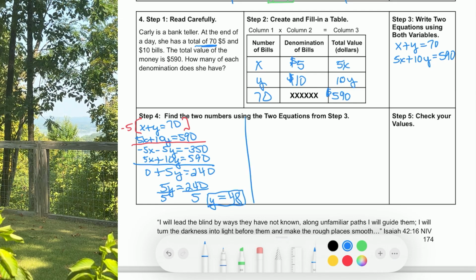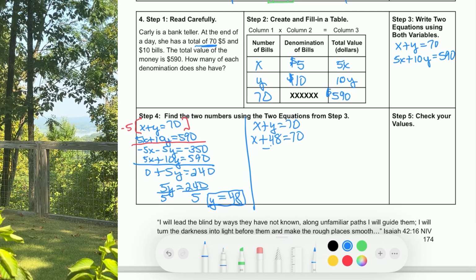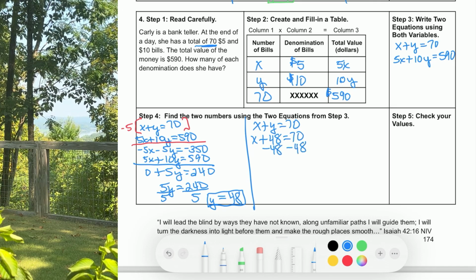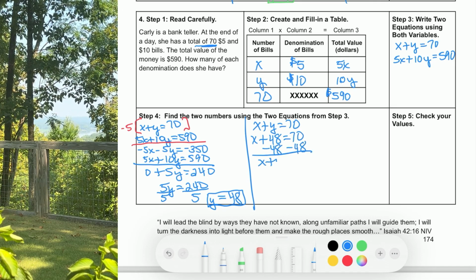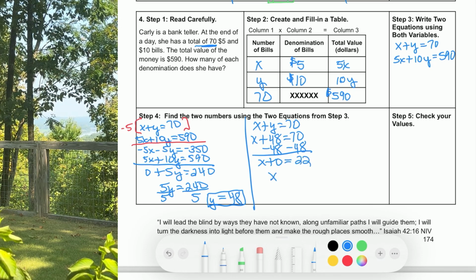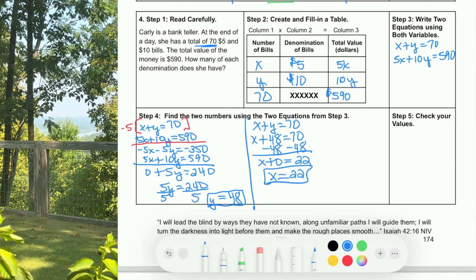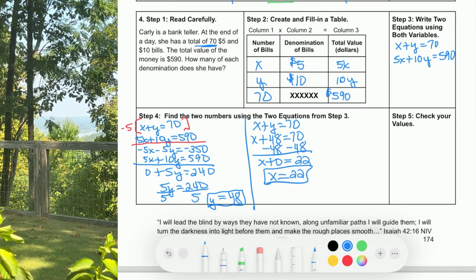All right, I'm going to take that value to figure out what my other one is. So x plus y equals 70. Plug it in. Subtract the 48 from both sides. X plus 0 equals 22. So x equals 22.